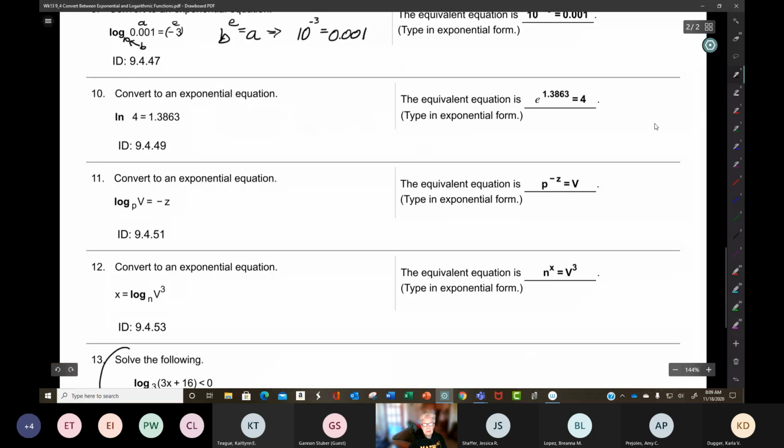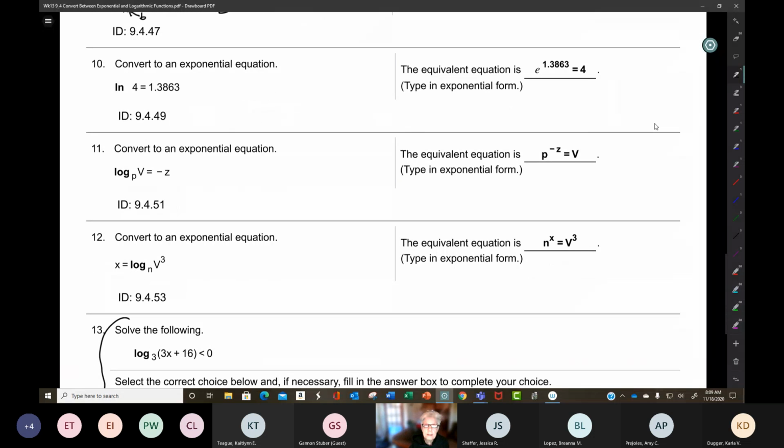Ln, oh no! Okay, I'm going to rewrite it first. Log base E, that's what Ln is, log base E of 4 equals 1.3863. So now, your base is E, your argument is 4. Let's write this. Base. Argument. Exponent.